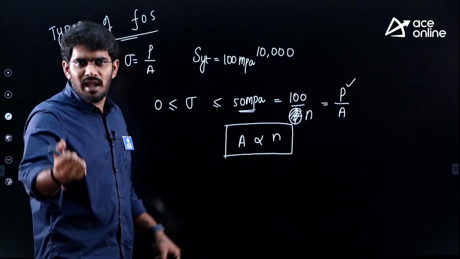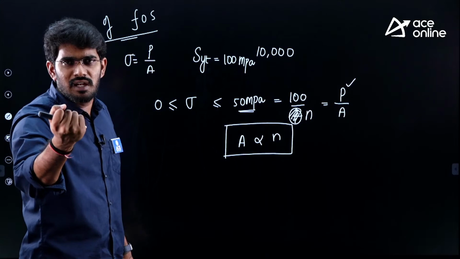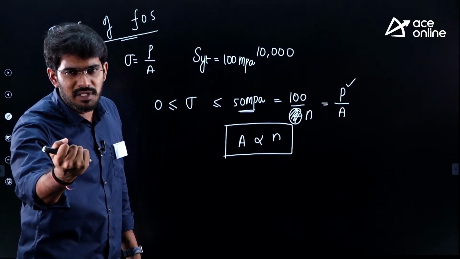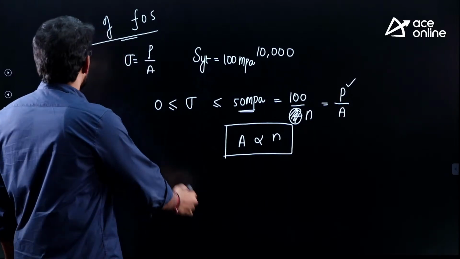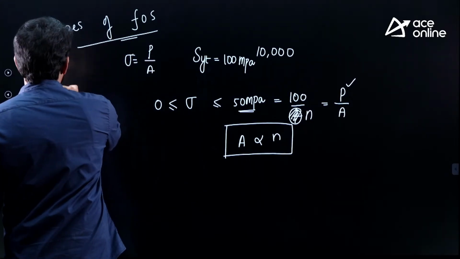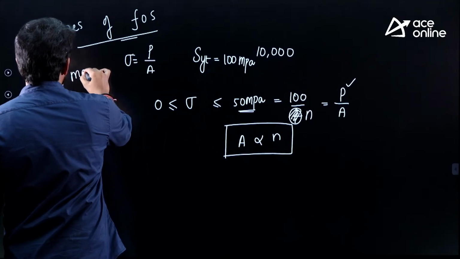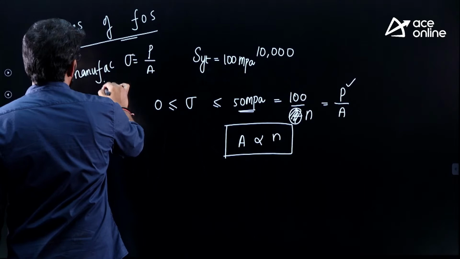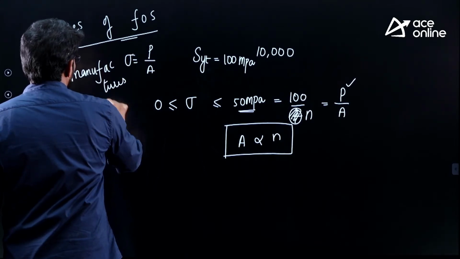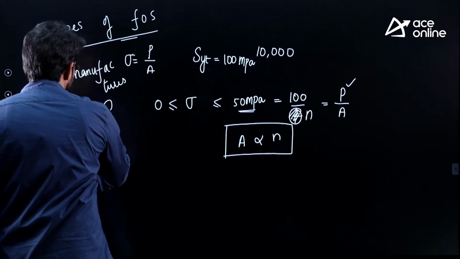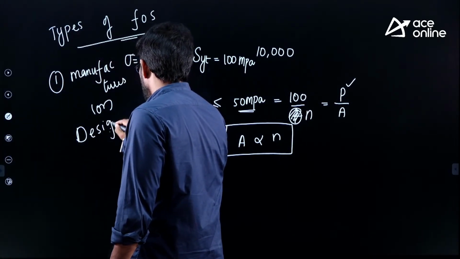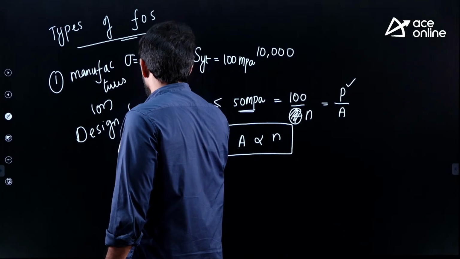So this safety is there in the hands of the manufacturer. In whose hands will this factor of safety be present? Manufacturer. So I call this the first factor of safety, the manufacturer or design factor of safety. Which factor of safety? Design factor of safety.